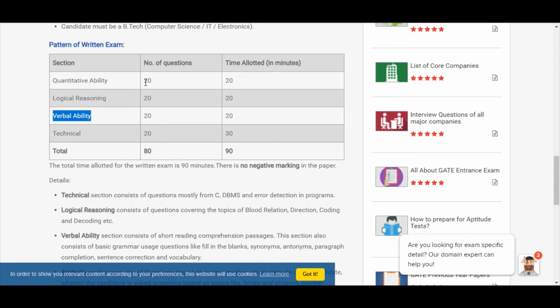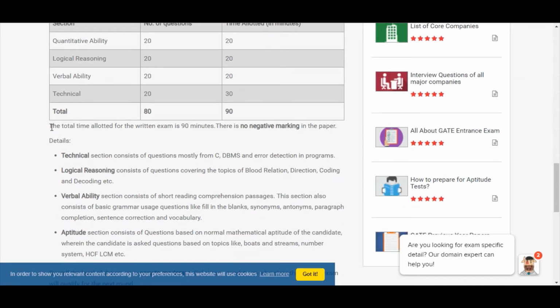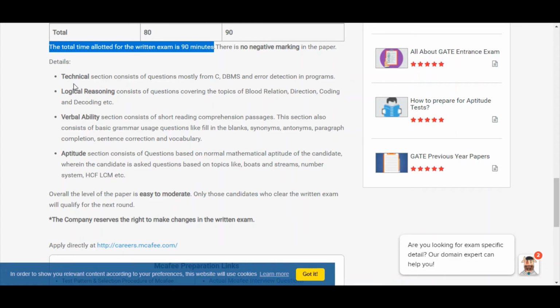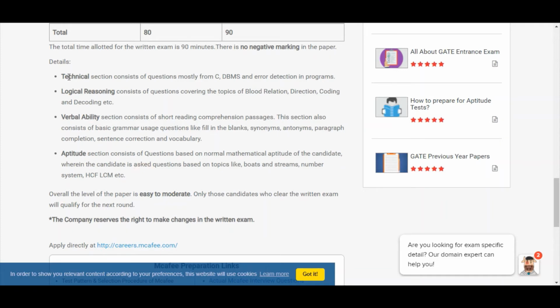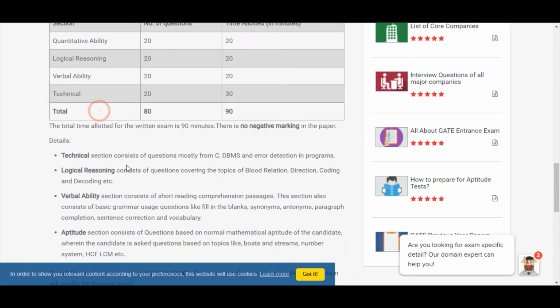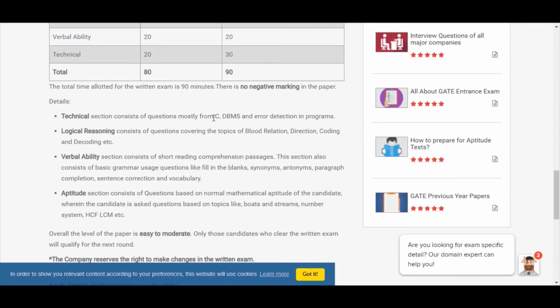Each will have 20 questions, and the time allocated is 20 minutes. That means for each question you get only 1 minute, and you want to get more marks compared to others. The time allocated for the written exam is 90 minutes, and there will be no negative marking in the exam. They have also mentioned some things they will ask from particular topics. From the technical section in the written exam, you will get concepts from C language, DBMS, and error detection in programs.